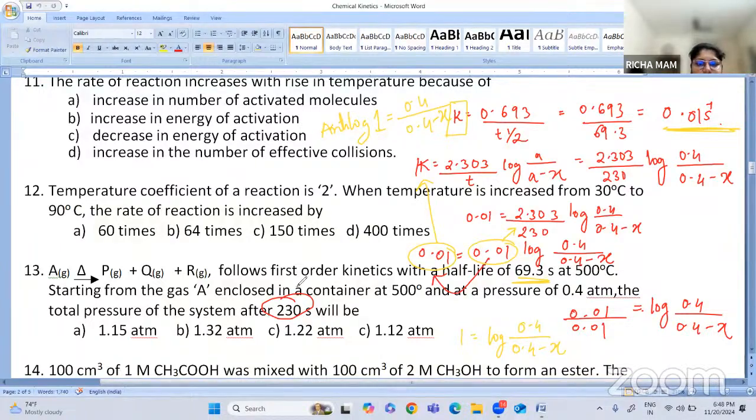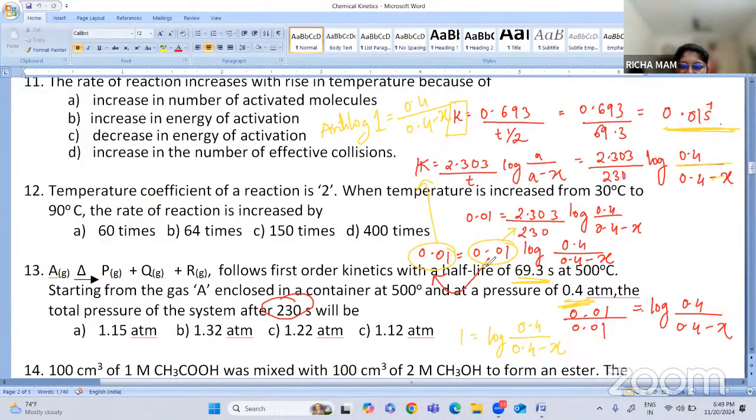Now from the first order kinetics, the formula is K is equal to 2.303 by T log of A by A minus X. So 2.303 by time, which is given as 230, log of 0.4 upon 0.4 minus x. After solving, K is 0.01, and 2.303 by 230 is also 0.01. So log of 0.4 upon 0.4 minus x.